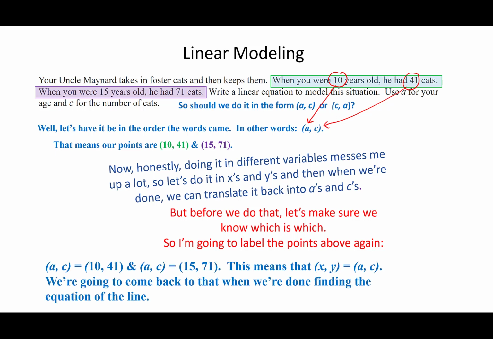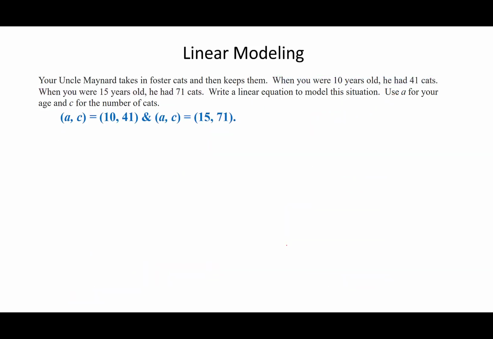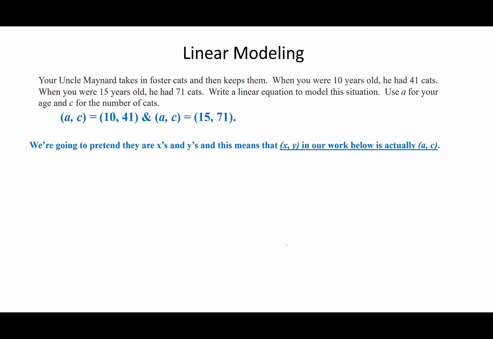And I'm saying that A is 10 and C is 41. And so this is the statement that is important to write down. Your x is A and your y is C, so that when we come up with our equation, we know how to resubstitute the variables back in. Okay, so there's my 2 points. We're going to pretend they're x's and y's. And there's my table. We need to find the equation.